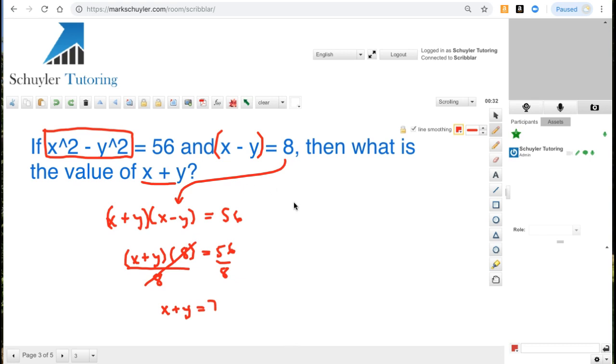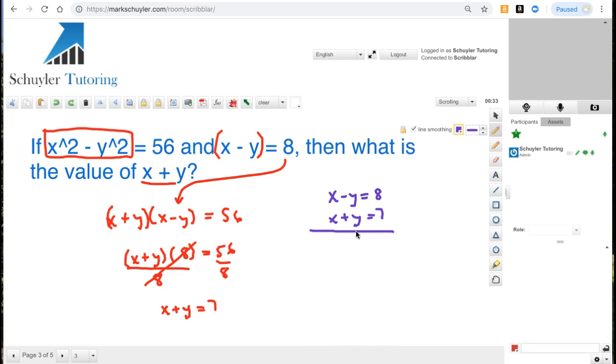You already know from the problem that they're saying that, let me change colors here. I think it'll make it stand out. You could already write down what they told you. They told you that x minus y is equal to 8. You discovered on your own that x plus y is equal to 7.